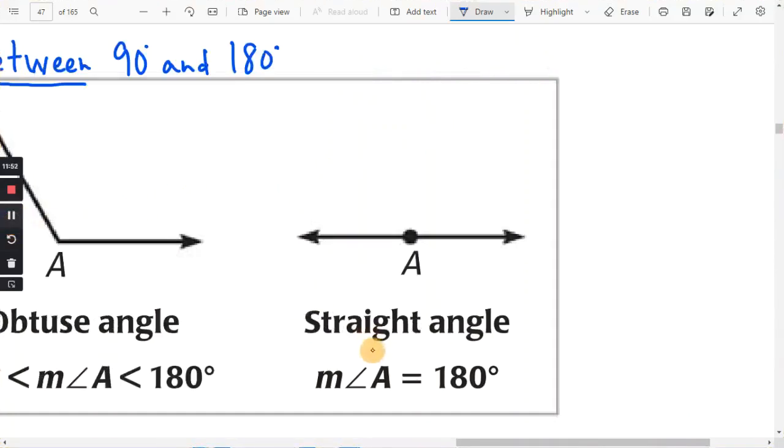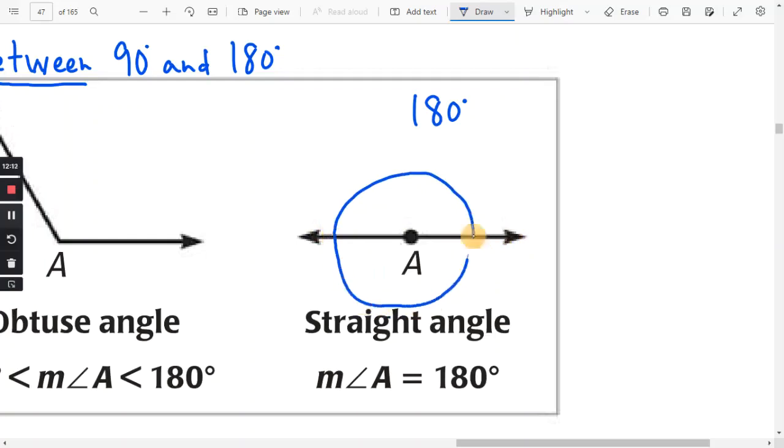And finally, a straight angle is just a straight line. So the straight angle is exactly 180 degrees. Okay, and that would be the measurement from here to here. Another way you can remember it, all the way around the circle is 360. So if you just do half of that, that's 180. So a straight angle is 180.